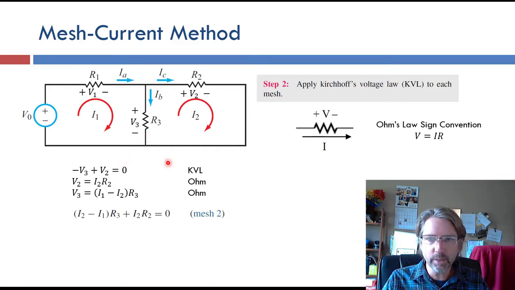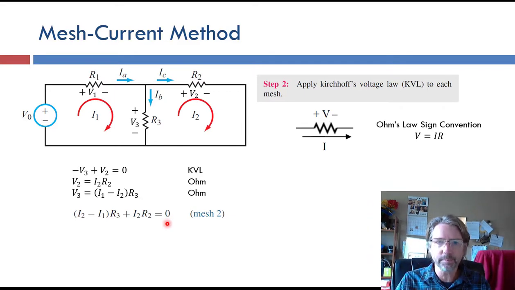Then we do Ohm's law, and we had V3 from the last one. It's still the same, I1 minus I2 times R3. And then V2, I2 is coming from plus to minus, so V2 equals I2 times R2. Combine these together, and we get this second mesh equation.